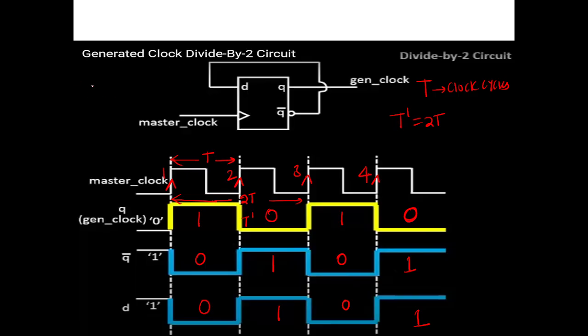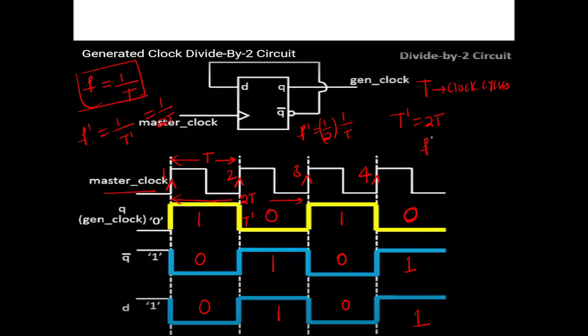So we know that frequency is the reciprocal of time period. This is the normal frequency of my master clock. Let us take f dash. F dash equal to what? F dash equals 1 by t dash. If you substitute t dash equal to 2t, then f dash equals 1 by 2 into 1 by t. So I am getting f dash equal to f by 2.